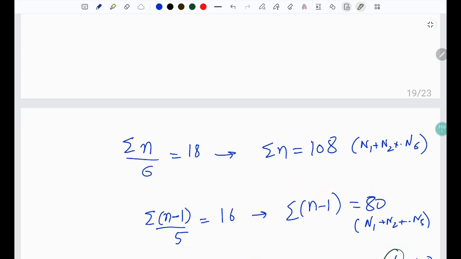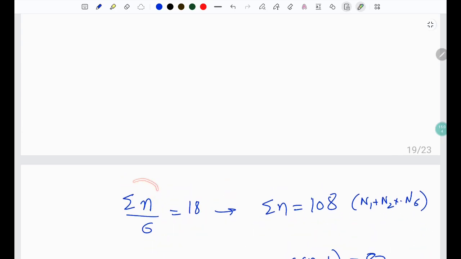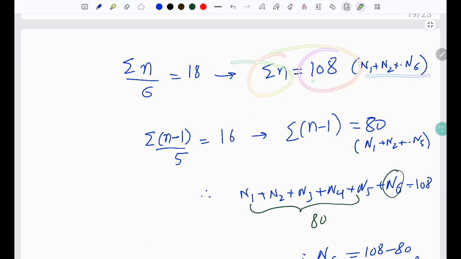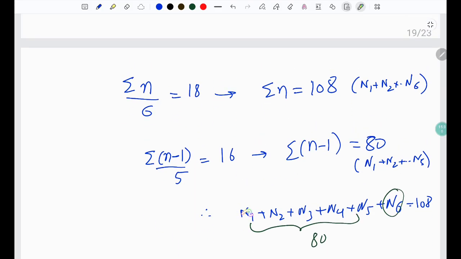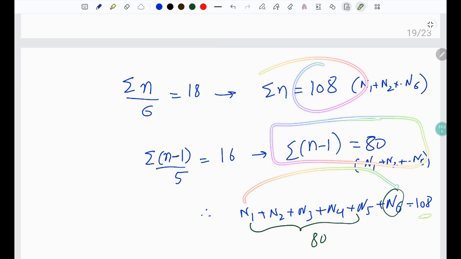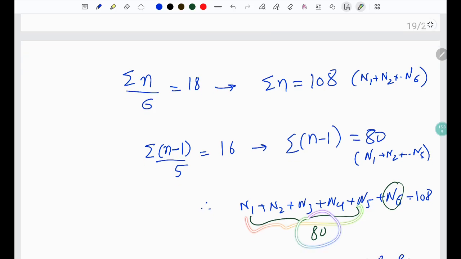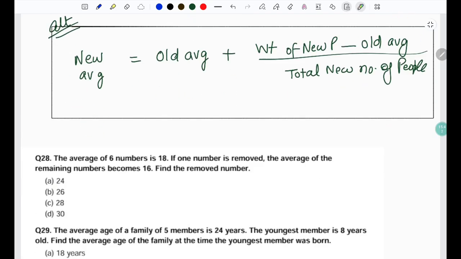Let us see. They have said that the average of 6 numbers, let it be summation n over 6, was 18, therefore the summation of 6 numbers from n1 to n6 becomes 108. They said they removed one number, therefore the remaining average became summation n minus 1 over 5 equals 16. Therefore this summation becomes 16 times 5, that is 80, that is n1 plus n2 plus ... n5. Now the summation from n1 to n6 initially was 108, and through this equation we got the summation from n1 to n5 as 80. Therefore our number n6 came out to be 28. Therefore the answer will be 28.